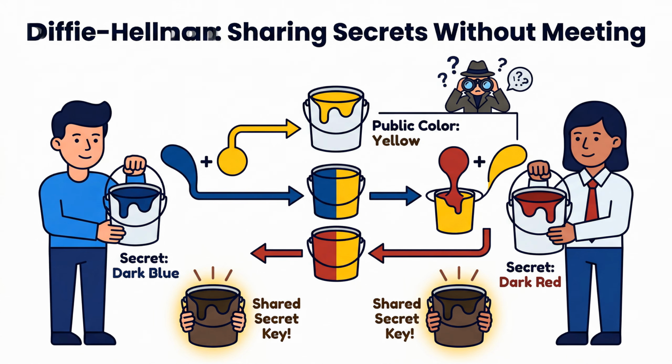Imagine you and a friend each pick a secret color. You both mix your secret color into a shared public color. You exchange the mixtures. You each add your own secret color back in. Even though an eavesdropper saw your mixtures, they can't figure out your secrets, and you both end up with the same final color. That final color is your shared encryption key.